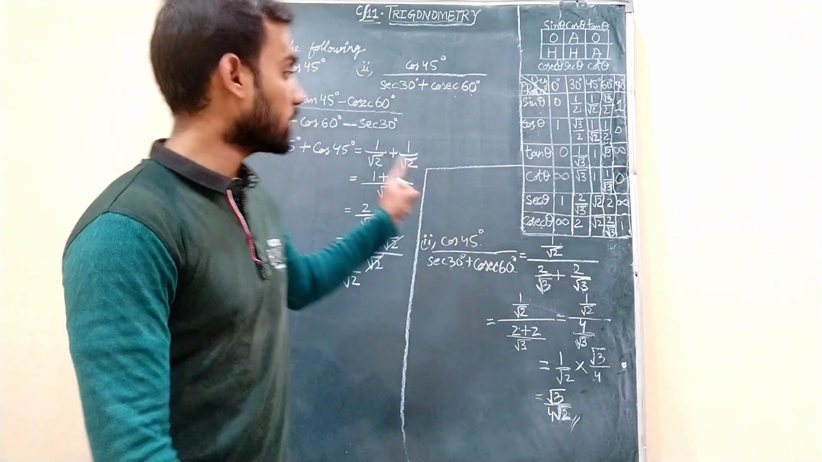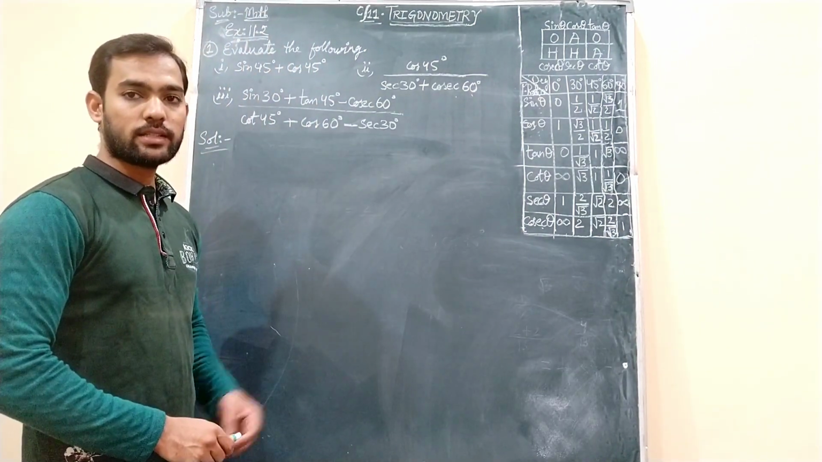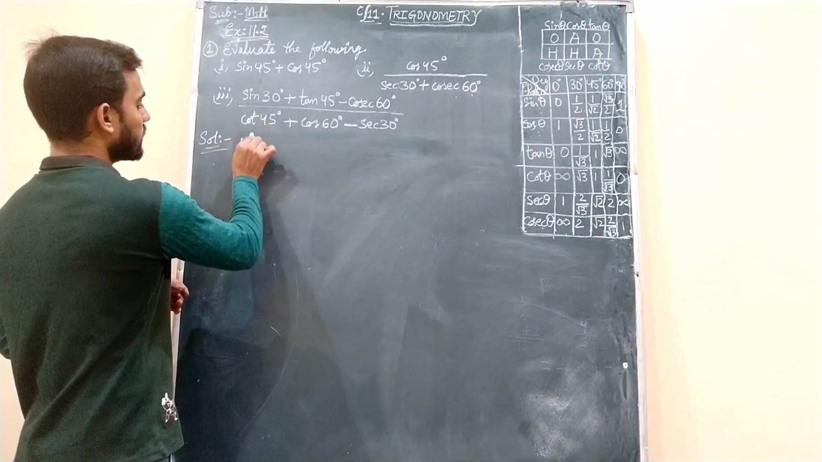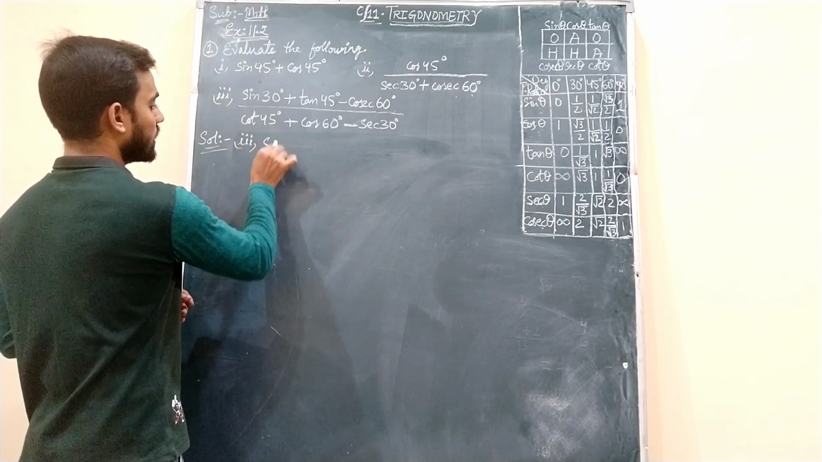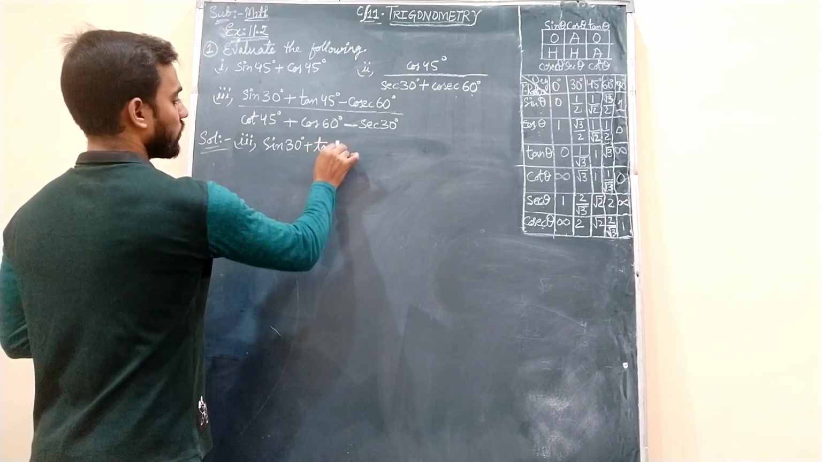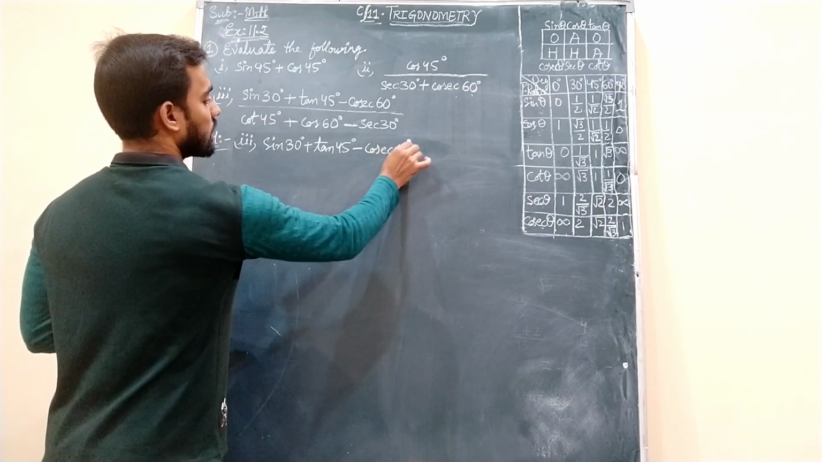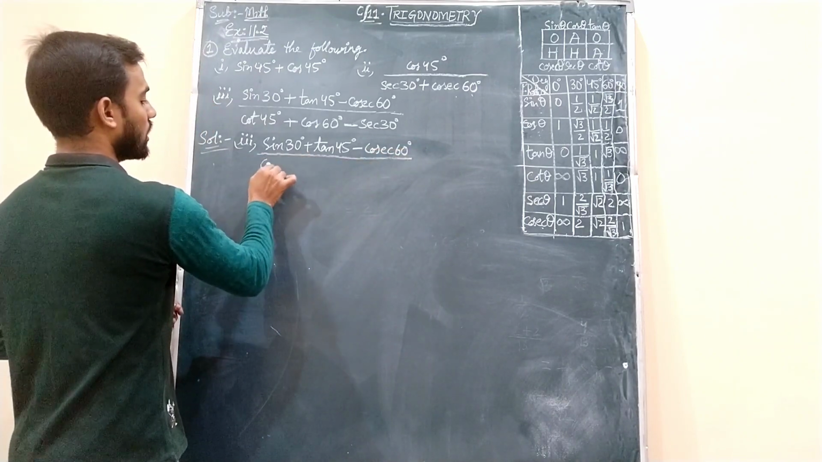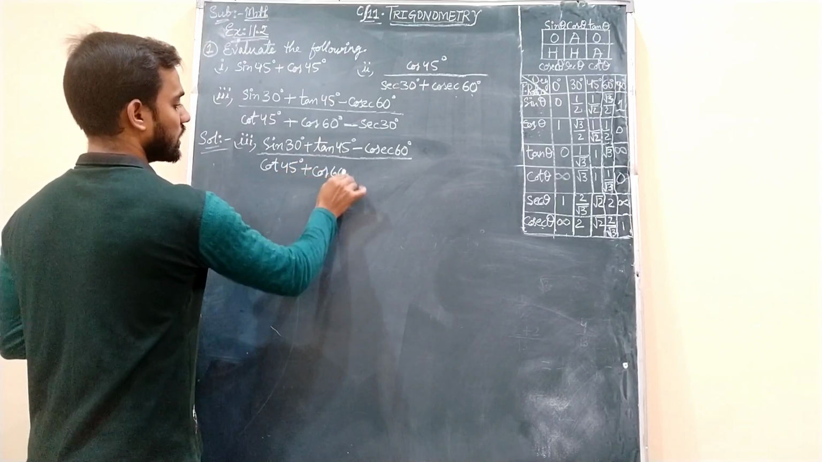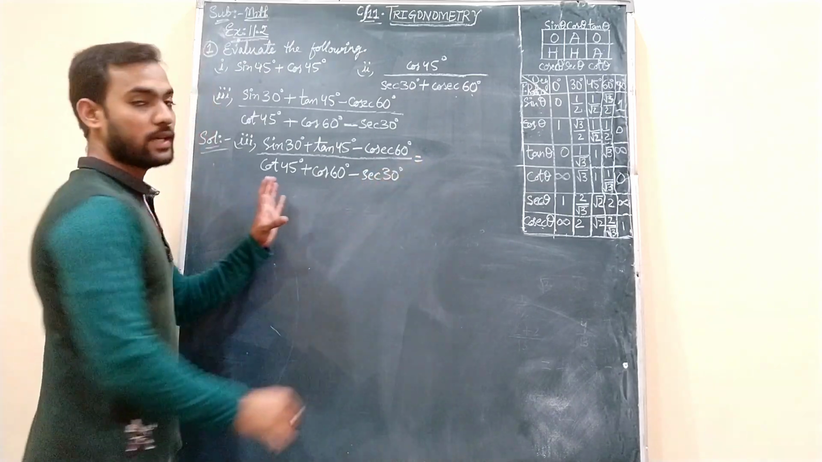Then we will do bit number 3. Copy down. Now students, let's do bit number 3. As it is, we will copy the expression first. That is sine 30 degree plus tan 45 degree minus cosecant 60 degree upon cot 45 degree plus cos 60 degree minus secant 30 degree. This is our given expression.